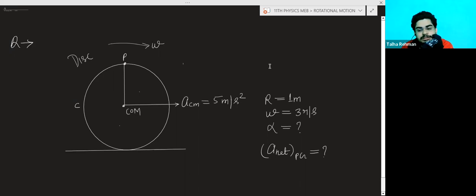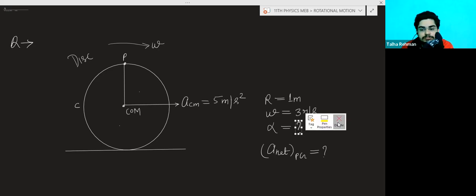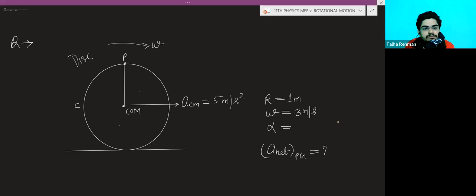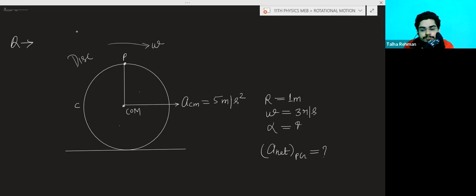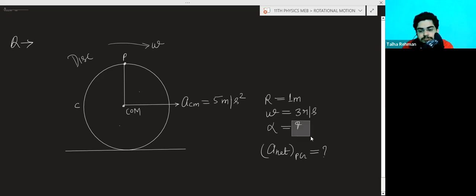A is equal to R into alpha. Take alpha as 4 radian per second square. Alpha is also given. We have to find the net acceleration at point P.